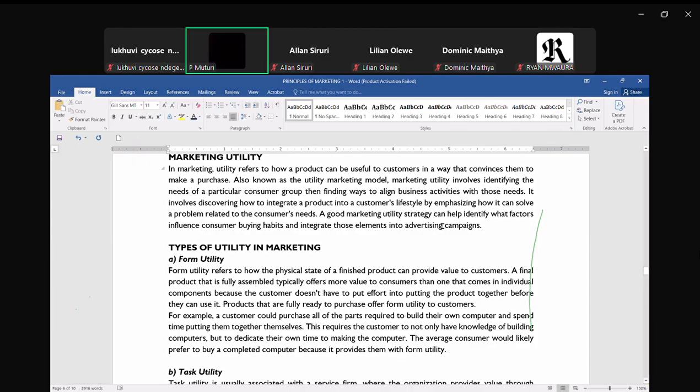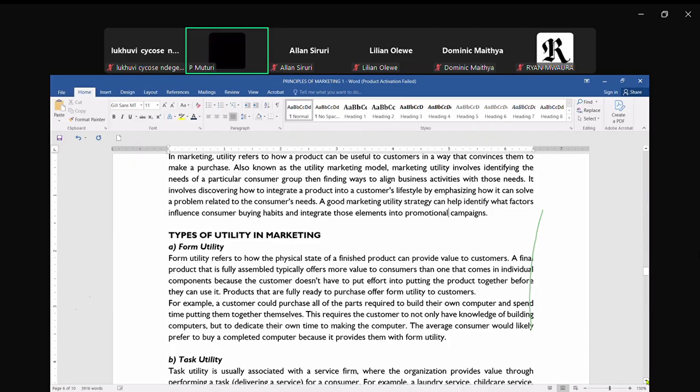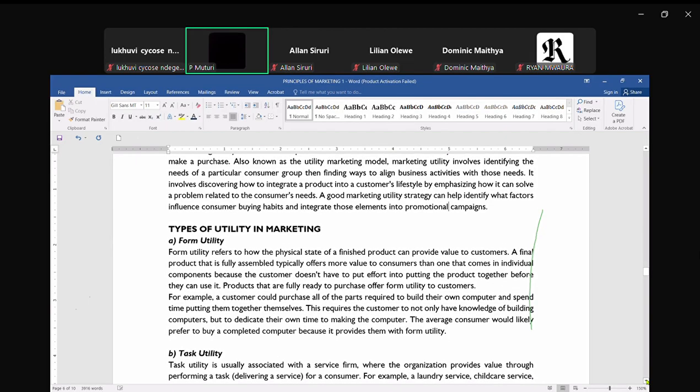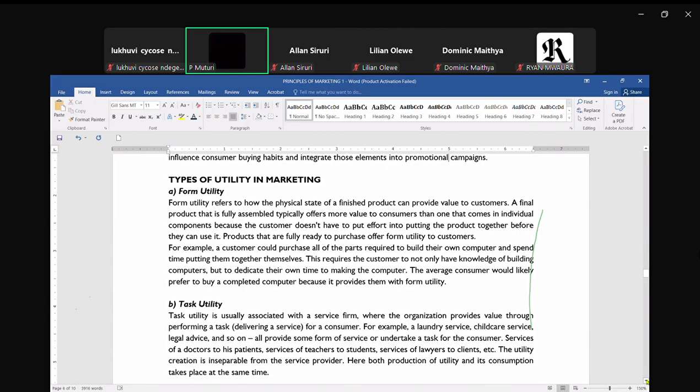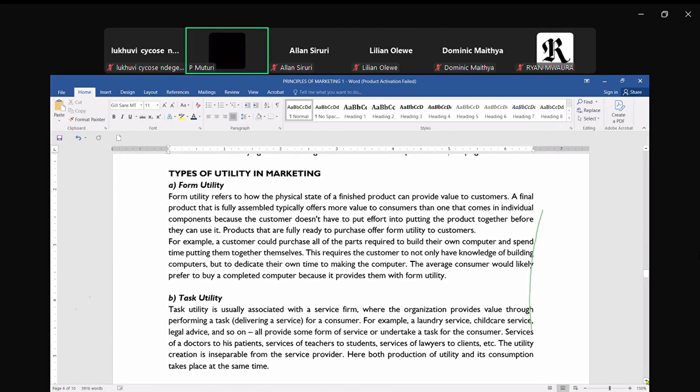Let's talk about promotional campaigns, not necessarily just advertising, because advertising is just one of them. It's where you tell people, in marketing communication or promotion, how your product is the best to satisfy that need. Types of utility in marketing. We look at a number of types of utility or types of value. When we say utility, in really simple terms, we are referring to value.